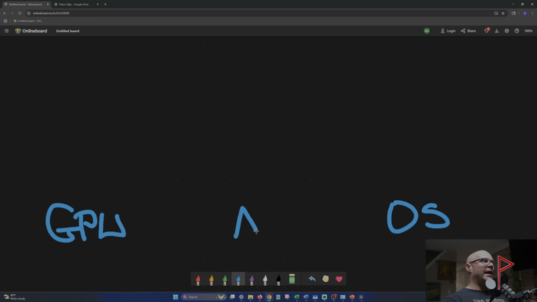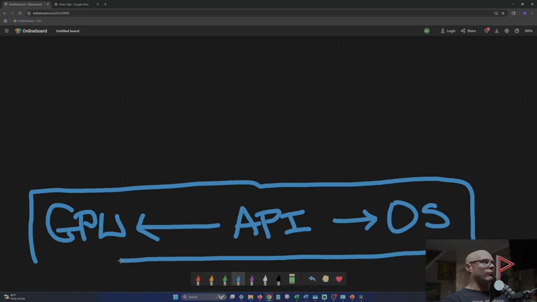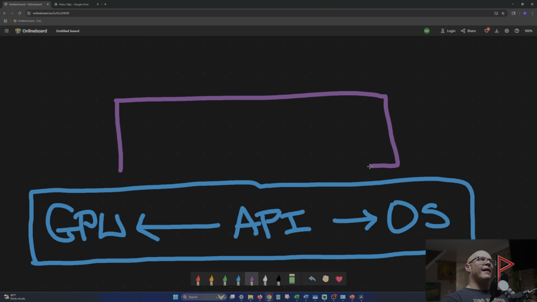Ray tracing, let's go back to the last video where we were talking about drivers and APIs. So here's your graphics card, right? It has to communicate with your OS. It does so through APIs. And this, let's call this your traditional, I guess, raster pipeline. Okay? Think of ray tracing as a VM.